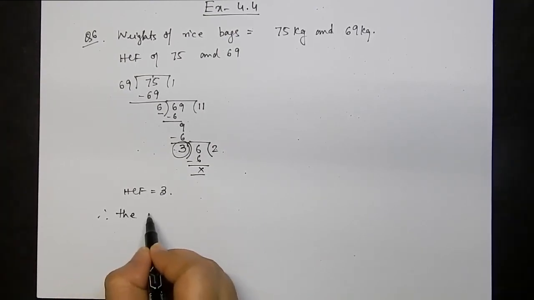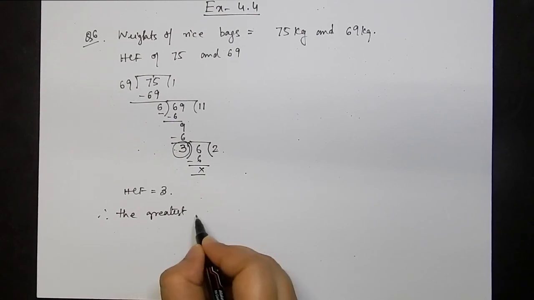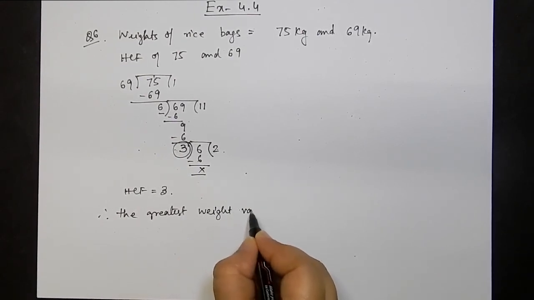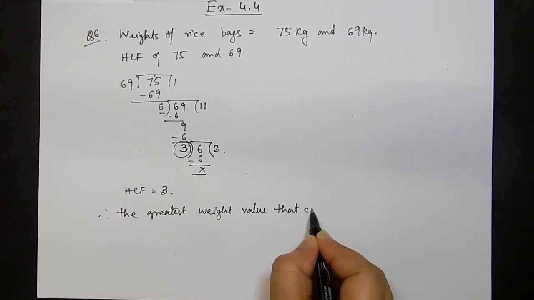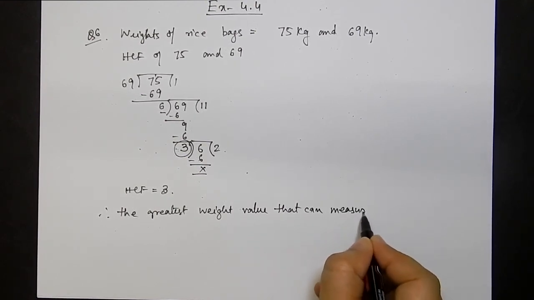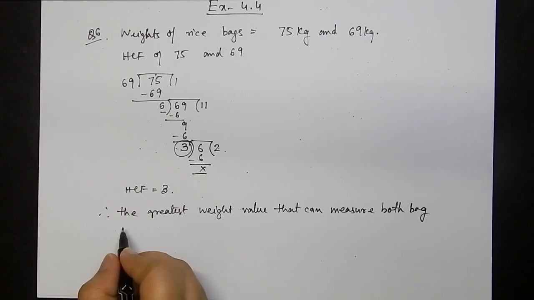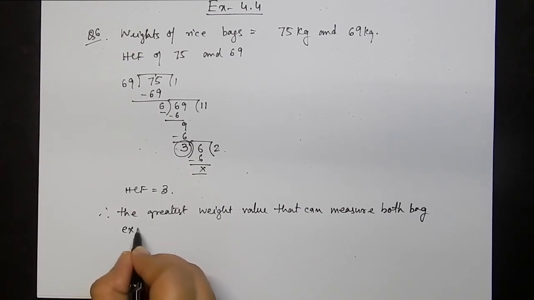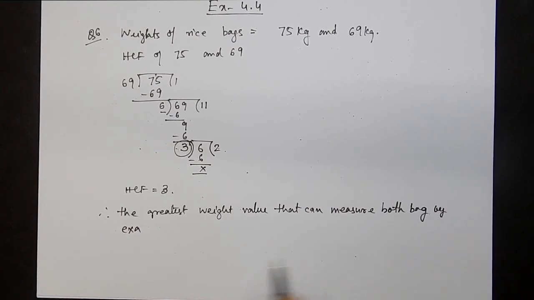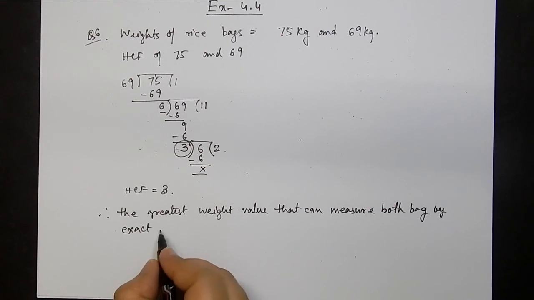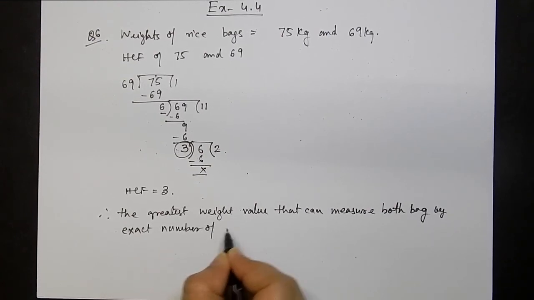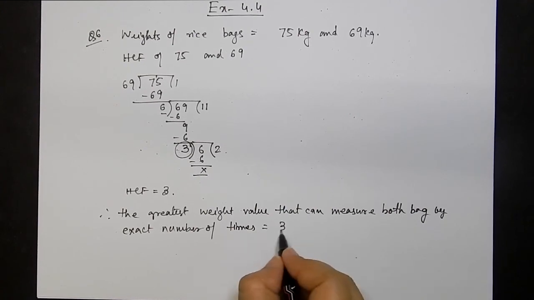Therefore, the greatest weight value that can measure both bags exact number of times, exact means completely, is equal to 3 kg.